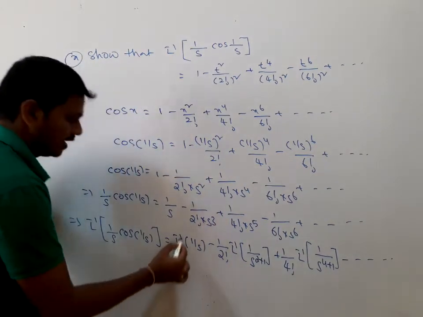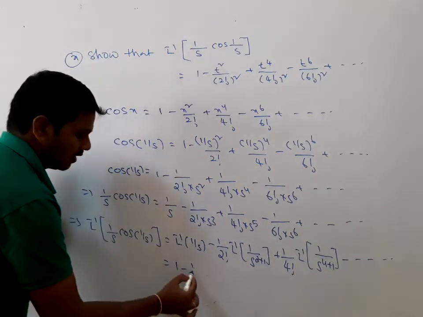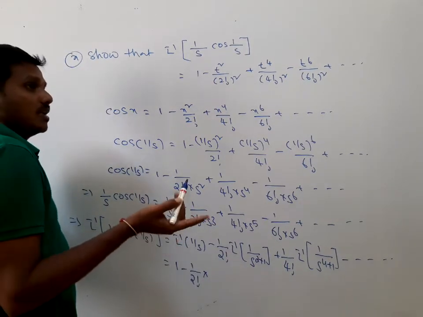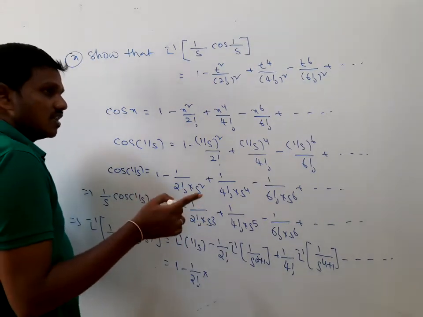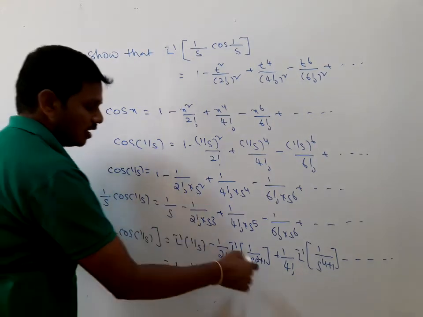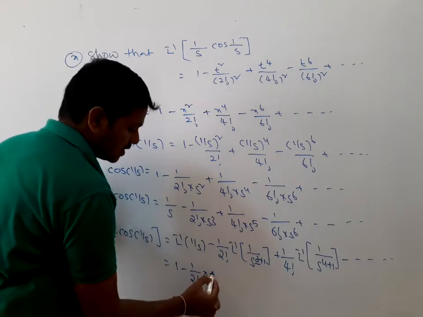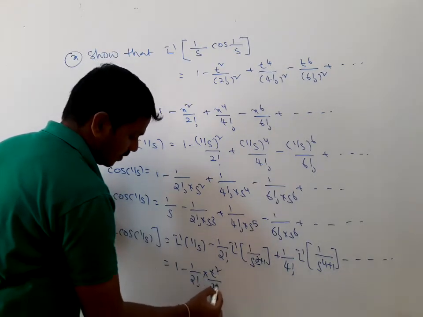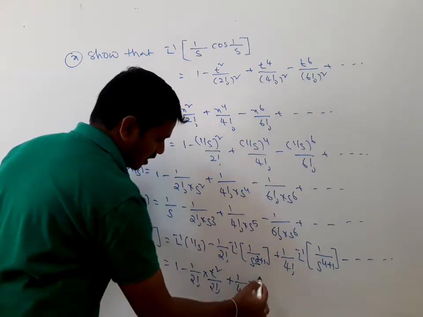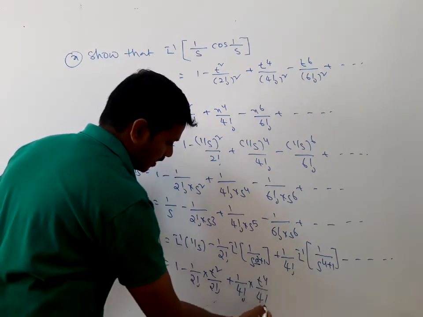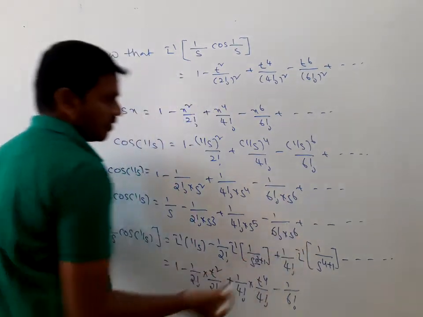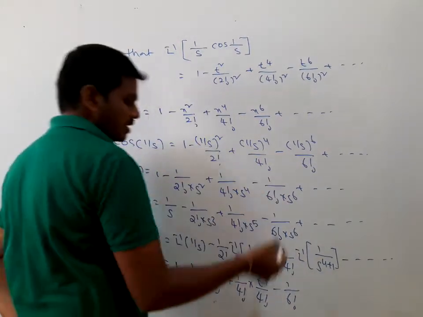But you know that L inverse of 1 by s to the power of n plus 1, when n is a positive integer, is t to the power of n divided by n factorial. Here n is equal to 2, so t square divided by 2 factorial, and here it is 1 by 4 factorial into t to the power of 4 divided by 4 factorial. Next 1 by 6 factorial we have, here s to the power of 6 can be written as s to the power of 5 plus 1.